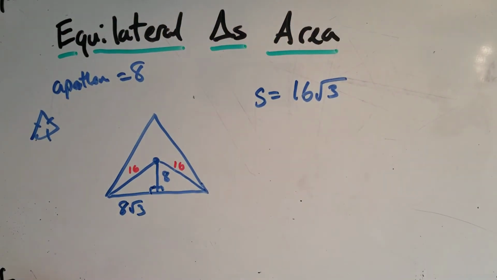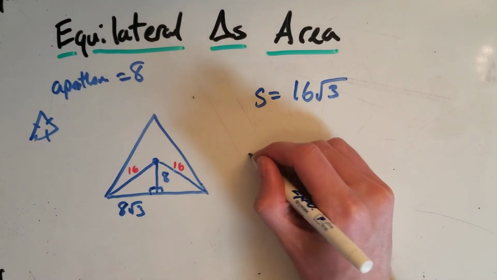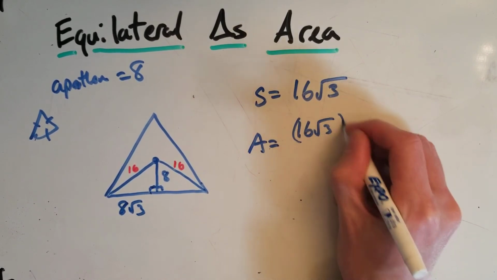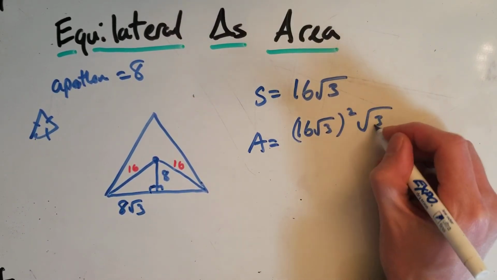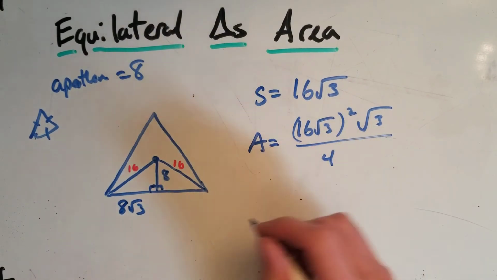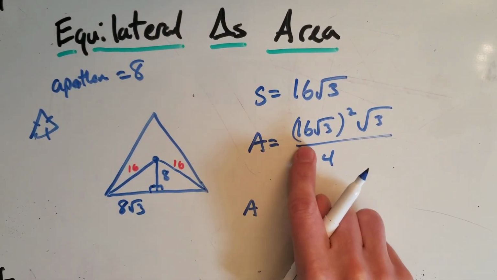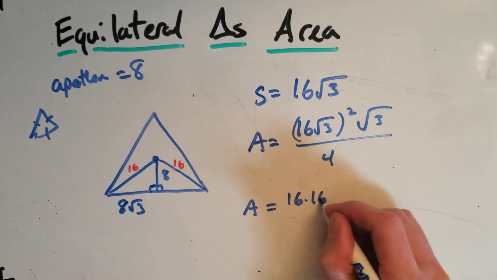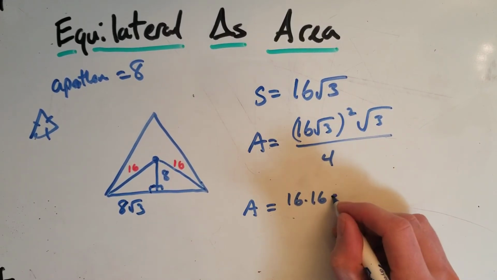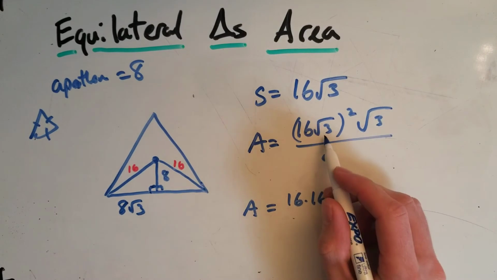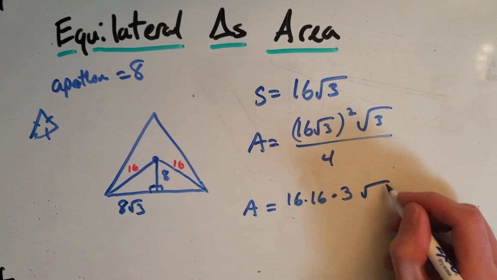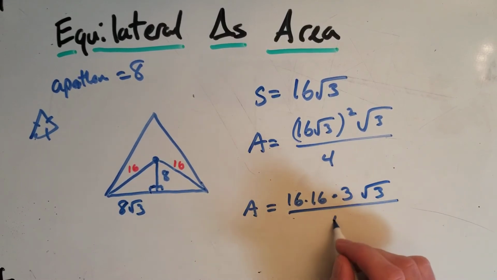And then we can use that formula that we just had. So the area is going to be 16 times the square root of 3 squared times the square root of 3, all over 4. So when you go ahead and do this, I'm just going to write it like this for now: 16 times 16, that's 16 squared, times 3, since square root of 3 squared is just 3, and we still have root 3, all over 4.